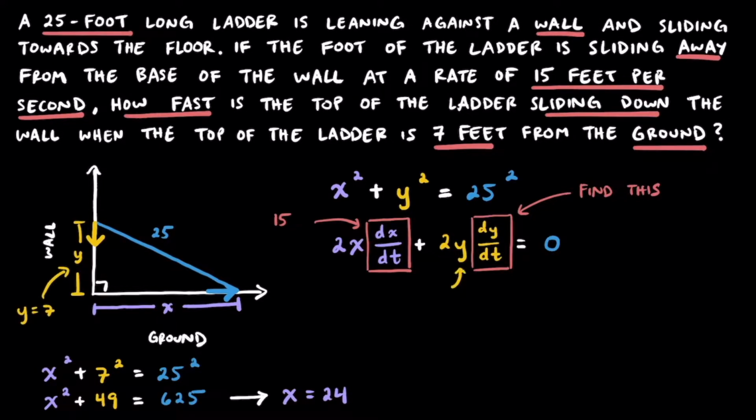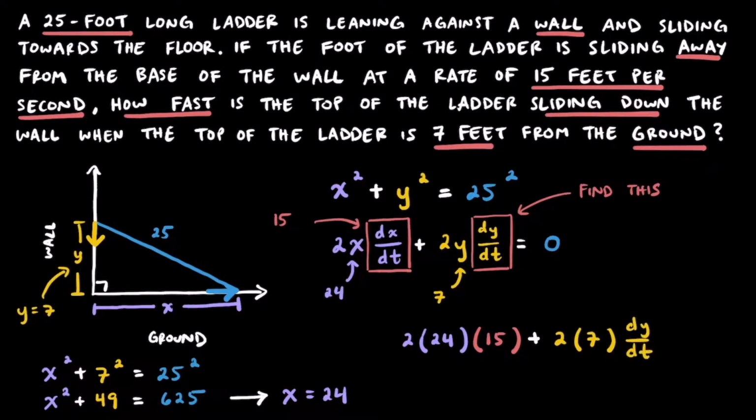Plugging in the 7 we were given in the problem for y in this location, and the 24 that we just found from the Pythagorean theorem for x, we can write the new equation. So going ahead and multiplying 2 times 24 times 15, that's going to equal 720. And then multiplying 2 times 7 together, that's going to be 14. So we can write 14, and then we have a dy/dt, and that's equal to 0.